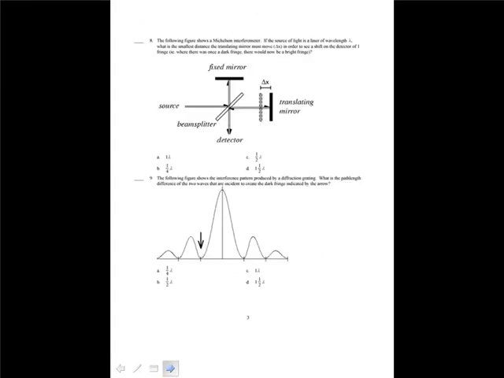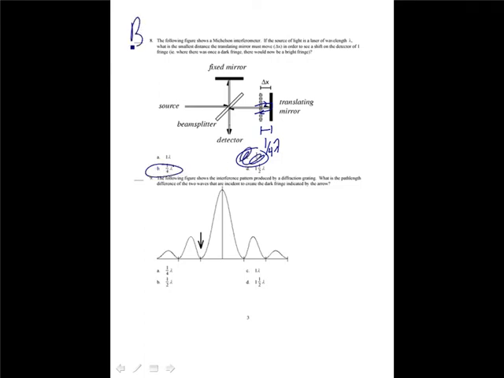The following figure shows a Michelson Interferometer. If the source of light is a laser of wavelength lambda, what is the smallest distance to move in order to see a shift of one fringe? That is, where there was a dark fringe, you'll now have a bright fringe. Or in order to get that shift, you need a path length difference of a half of a wavelength. So in order to get that path length difference of a half of a wavelength, then this translating mirror has to move by a quarter wavelength, because the light goes here and then back again. And so you double it. The answer is B, a quarter wavelength.